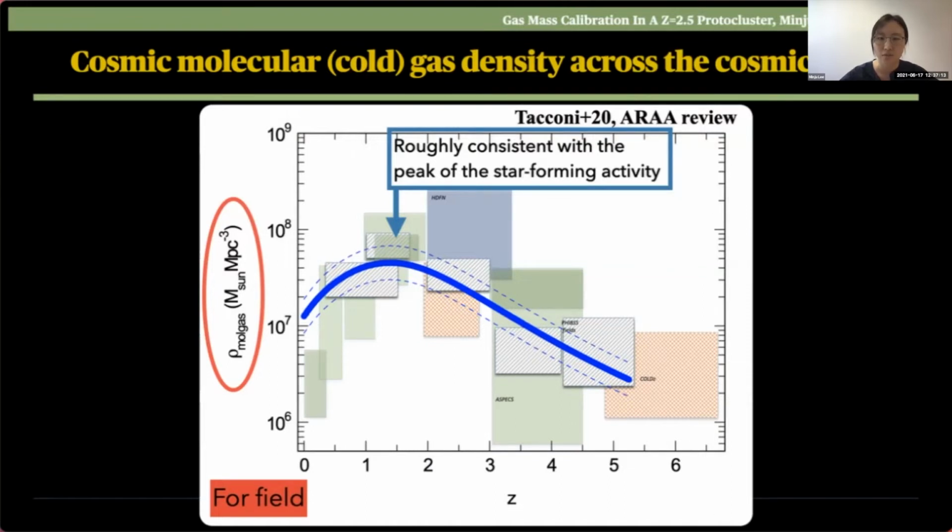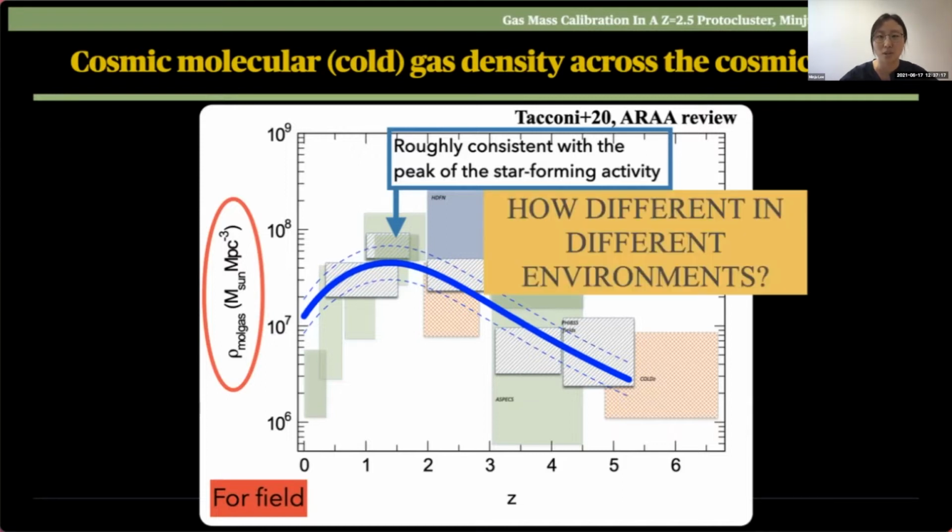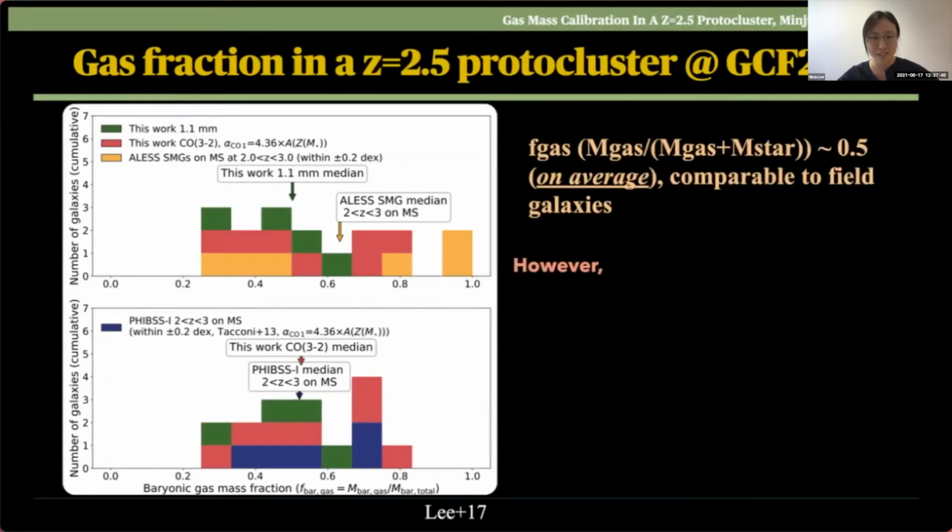But this figure, in fact, averages out all the information relevant to the large-scale structure. So it is very difficult to infer how galaxy formation and evolution changes as a function of environment. This is why many people are trying to measure the gas content in different environments, including protoclusters, clusters, and voids, and so on.